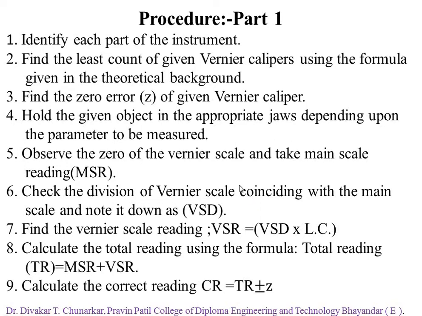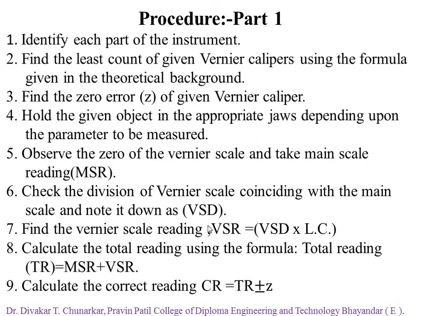Both lines, the vernier scale's first line and the main scale first line, which are coinciding or parallel to each other, are also called the coinciding line. Both are coinciding, so there is no error, keeping this in mind. The vernier scale line and the main scale first line are parallel to each other. There is a coinciding line, so there is no error.